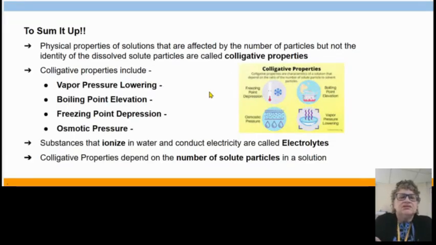To sum it up, physical properties of solutions that are affected by the number of particles, but not the identity of the dissolved solute particles, are called colligative properties. Colligative properties include vapor pressure lowering, boiling point elevation, freezing point depression, and osmotic pressure. Substances that ionize in water and conduct electricity are called electrolytes. Colligative properties depend on the number of solute particles in a solution.